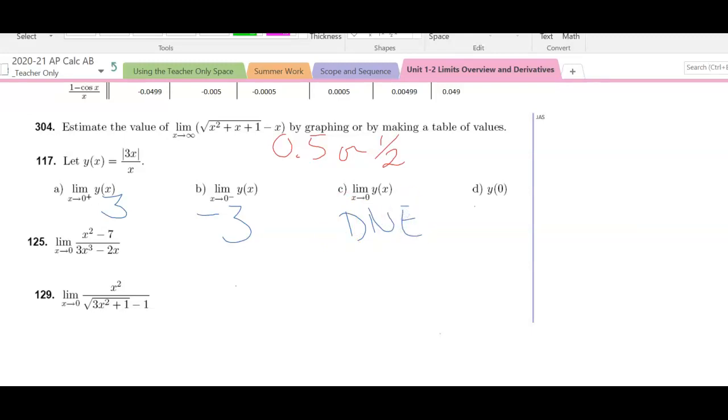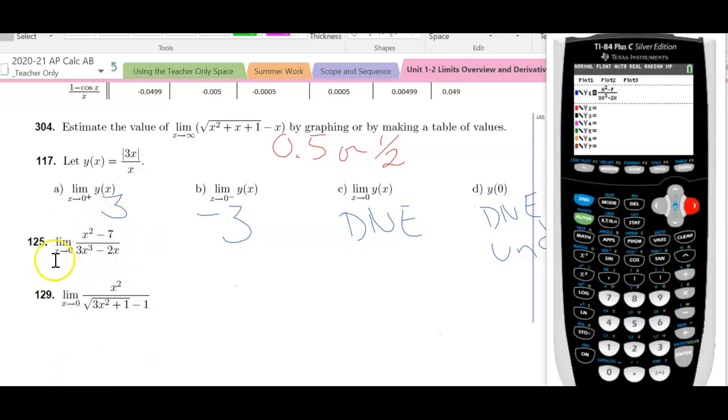If we were to plug in 0 for our function, we would get 0 over 0, which is an undefined form. And because our limits also do not equal, we know that at 0, the function does not exist or is undefined.